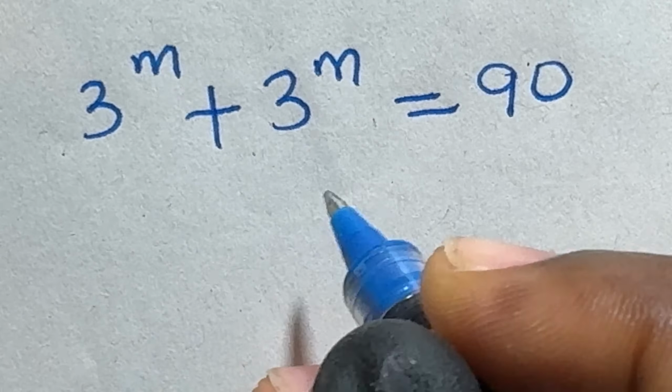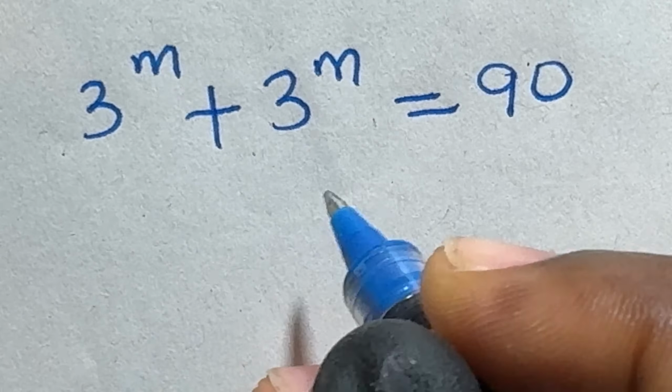So we have 2 cancels 2 here, and then 90 divided by 2 here is 45. Therefore, 3 raised to power m is 45. I'll express 45 as 9 times 5 and 9 as 3 squared. This implies that 3 raised to power m is equal to 3 squared times 5.